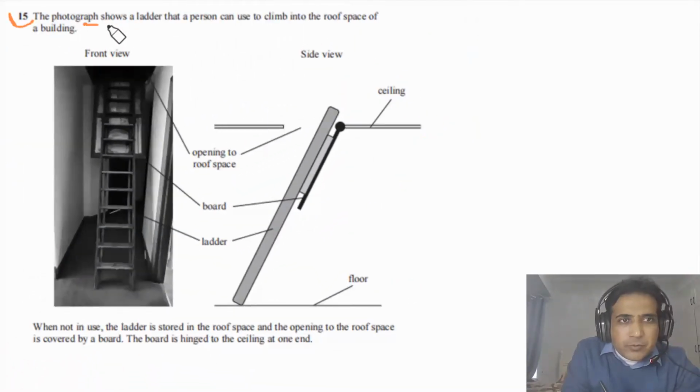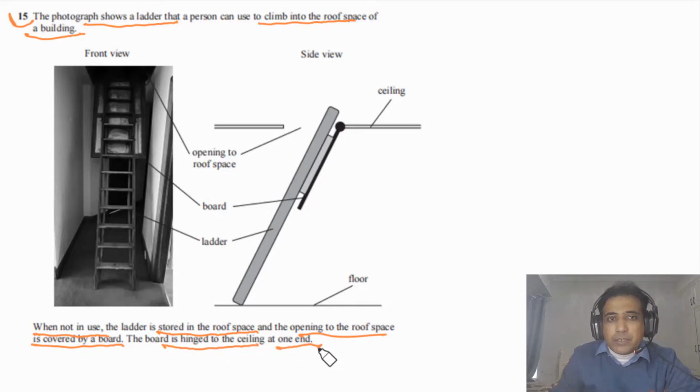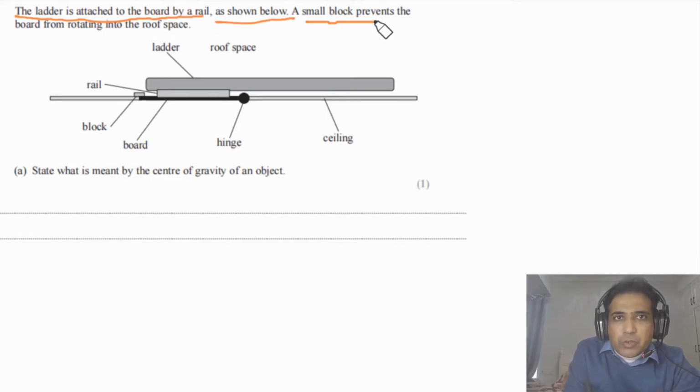Question 15 says the photograph shows a ladder that a person can use to climb into the roof space of a building. When not in use, the ladder is stored in the roof space and the opening to the roof space is covered by a board. The board is hinged to the ceiling at one end. It is also given to us the ladder is attached to the board by a rail as shown below. A small block prevents the board from rotating into the roof space. For part A, state what is meant by the center of gravity of an object.